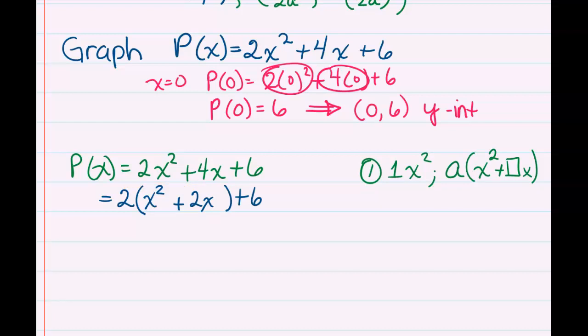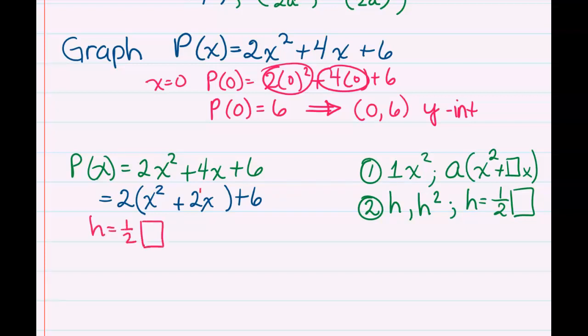Step 2 is, now that you found that, go find h and h squared. And remember, the hint of the day is that h is equal to 1/2 of whatever's in front of the x. So let's go do that. Over here, I'm going to say h is equal to 1/2 whatever's in front of the x.